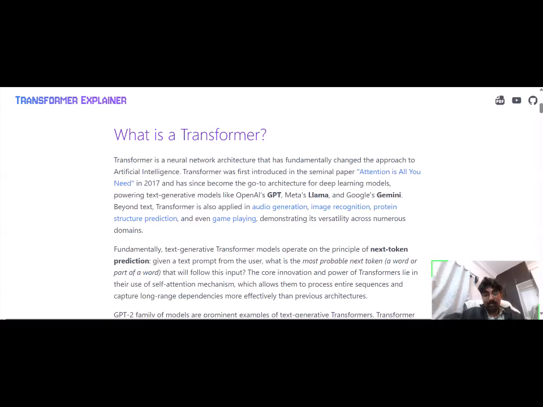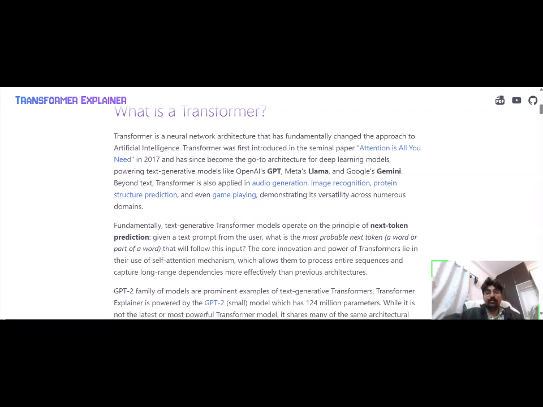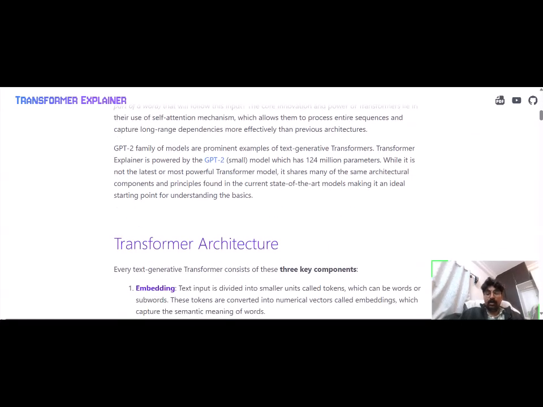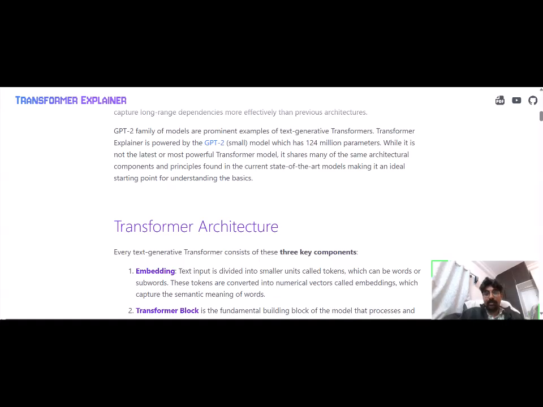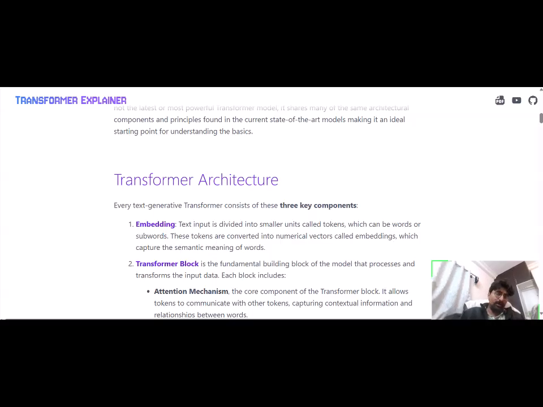So mostly these kinds of models use the transformer. There are multiple kinds of transformers. One of them is called a text generative transformer, which is used by ChatGPT. Text generative transformers operate on the principle of generating next token predictions given a text prompt from the user. So it will predict what would be the probable next token. In the GPT family, there are 120 million parameters in the small model.